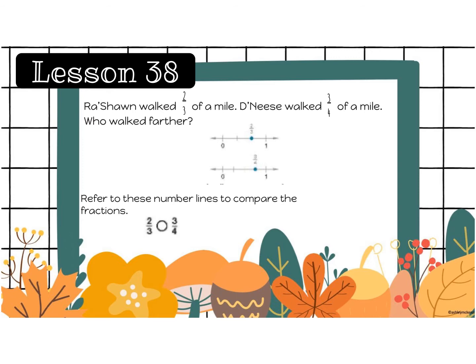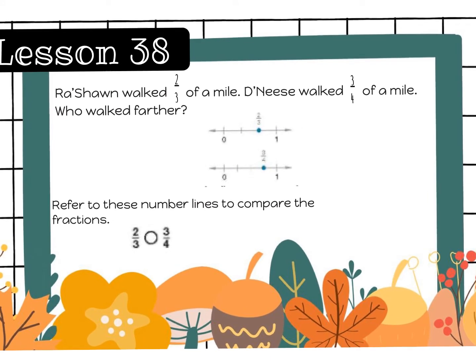Okay, next one. Rashawn walked 2/3 of a mile. Denise walked 3/4 of a mile. Who walked farther? So if we're looking at each of these number lines, I have 2/3 of a mile here, and then I have 3/4 of a mile. Which one is further along and closer to 1? Rashawn or Denise? Denise, very good. Now it says refer to these number lines to compare the fractions. How would I write my comparison? Savannah. Very good, because the alligator always wants to eat the bigger amount, right?